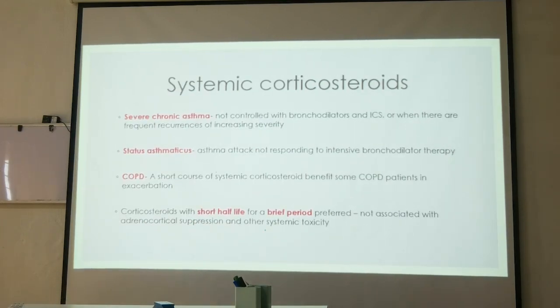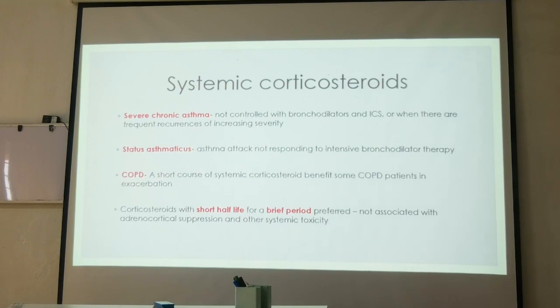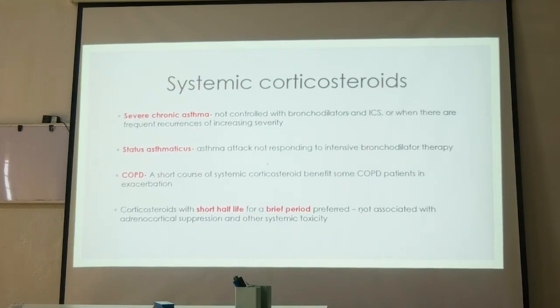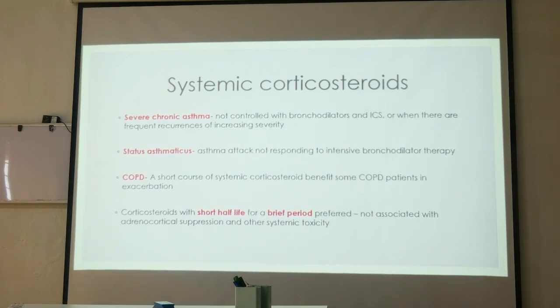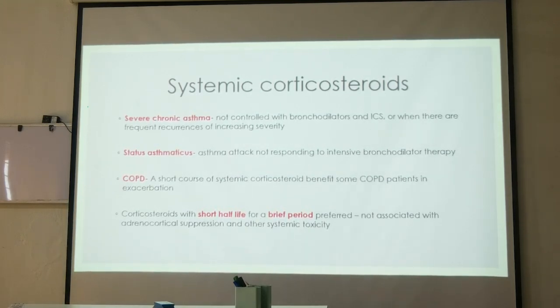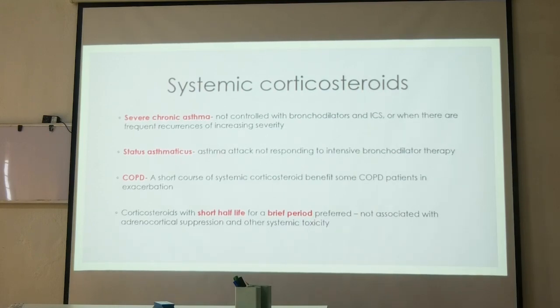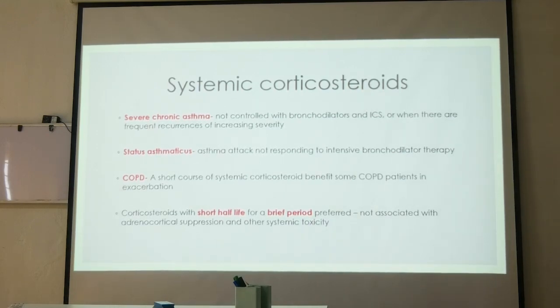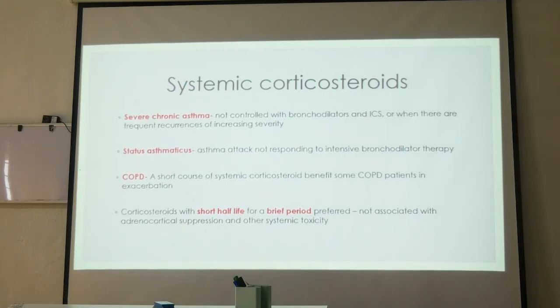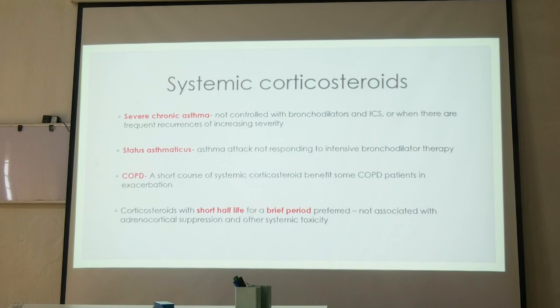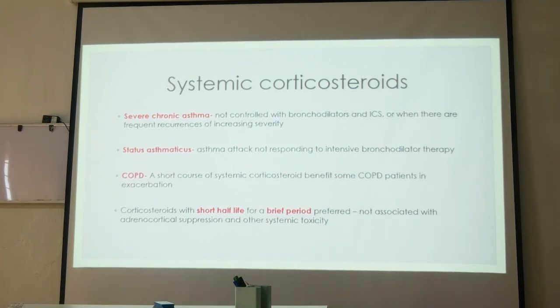Now coming to systemic corticosteroids. The indications for systemic corticosteroids are severe chronic asthma, status asthmaticus, and COPD acute exacerbation. These are the three conditions. Severe chronic asthma, when not controlled with intensive bronchodilator therapy and inhalational corticosteroid therapy, with very frequent recurrences of severe asthma attacks, there we use systemic corticosteroids.